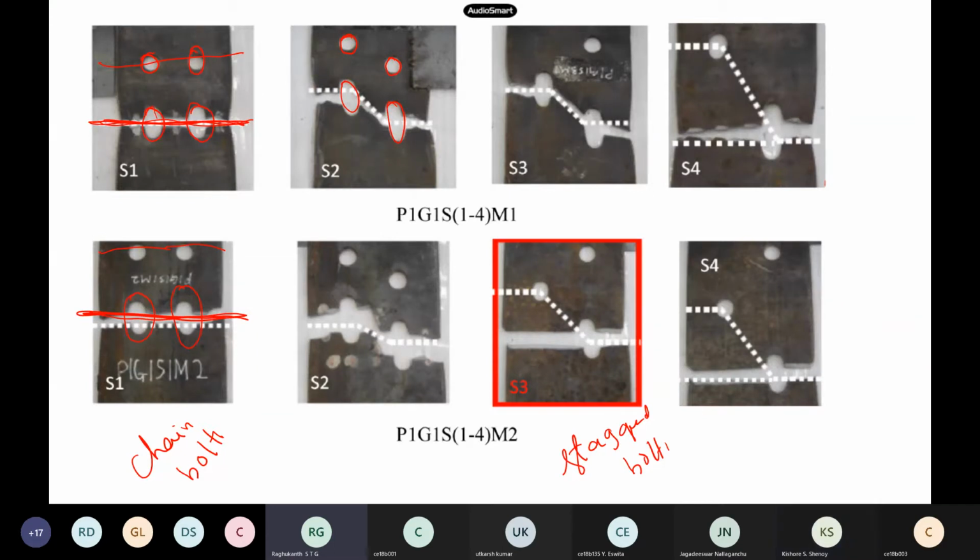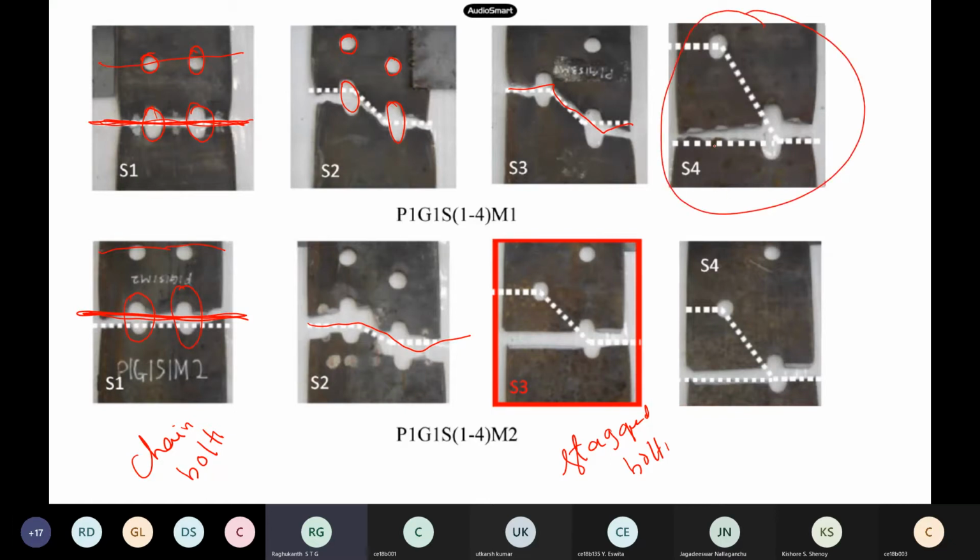Horizontal and 45 degrees. No, it is like an inclined kind of thing. Here also you can see how it has failed. You followed. So it is something like this, an inclined kind of failure. Here also you can see it has gone something like this. But here, this is how the crack has happened.